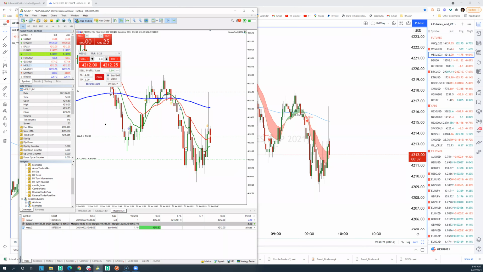Okay, somebody got hit. Oh, so the NAS got hit. I'm just trying to see if I can get 2 points out of the S&P, which I don't know if I can. It'll be super slow now, as usual. So I recovered a little bit more of the NAS move.